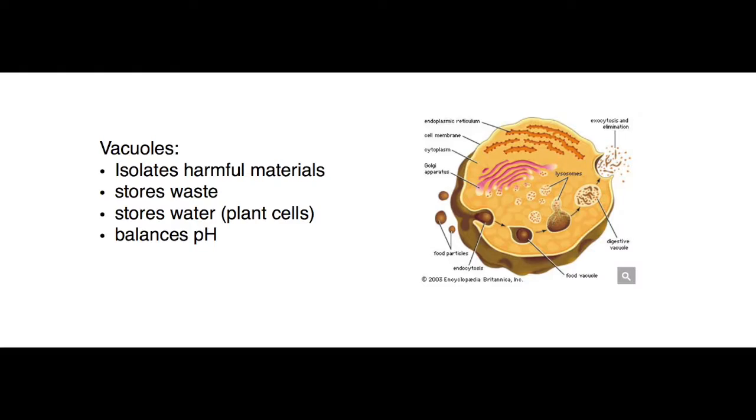The yellow puffballs represent vacuoles. Their function is to isolate harmful materials, store waste, store water in plant cells, and balance the pH.